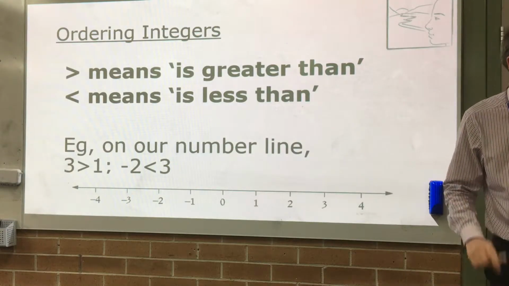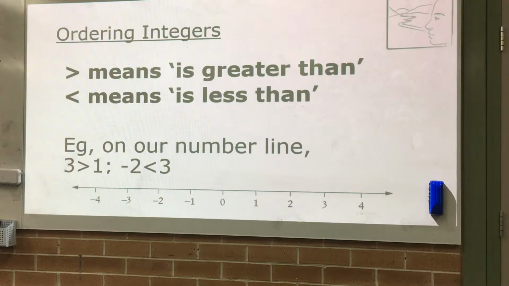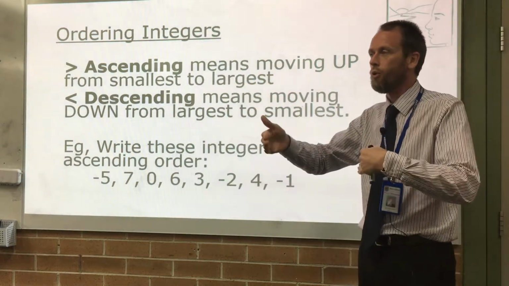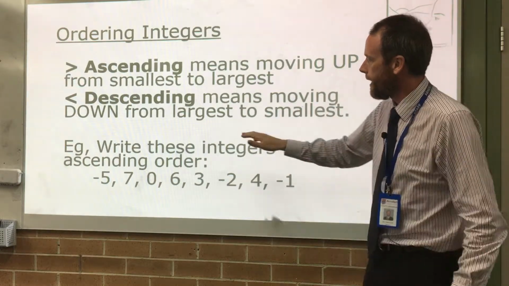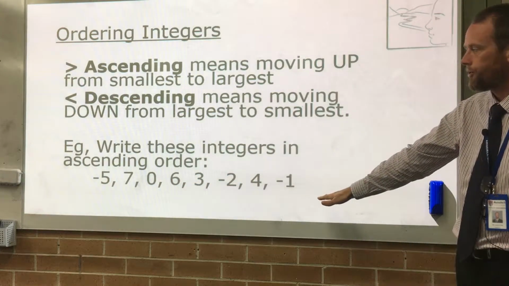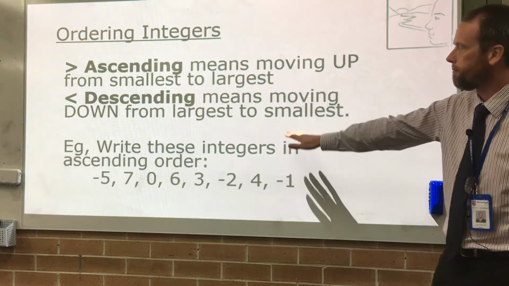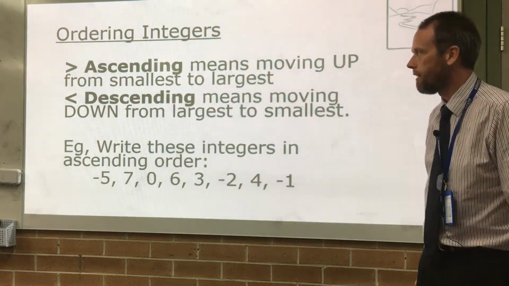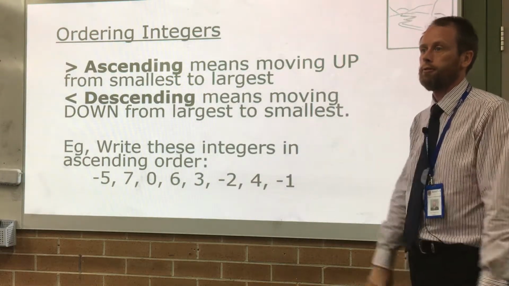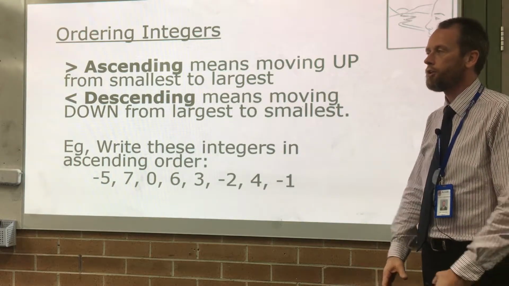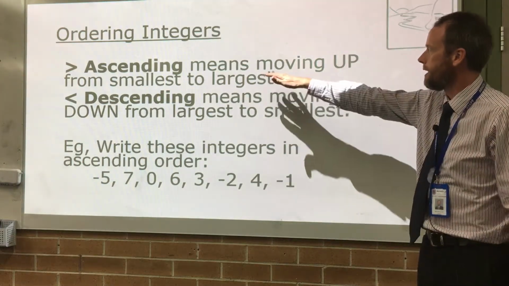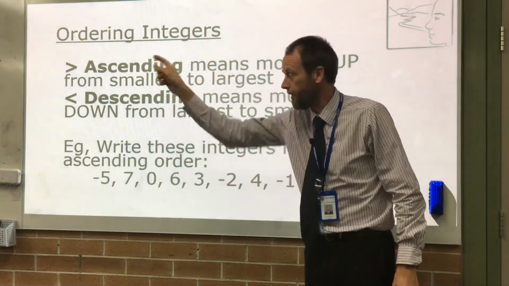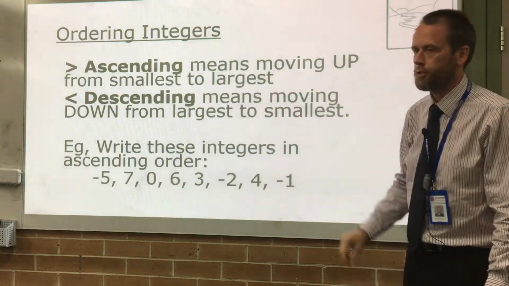Let's use it a bit more though, Year 7, because we want to use what we know to be able to order integers, to put them in order. We know one number is greater than another. That would mean we could get a list of numbers and work with them. But there are 2 words we need to know. One is ascending. Ascend is to go up. I'm going to ascend, I'm going to go up something. It means moving up from the smallest, the furthest down the number line, to the largest.